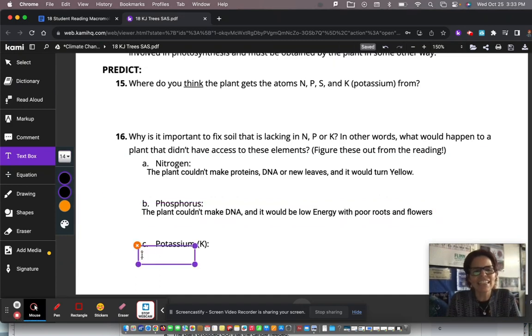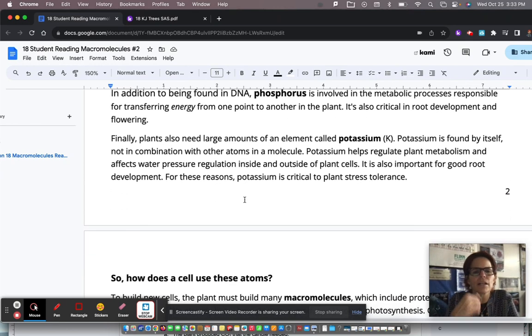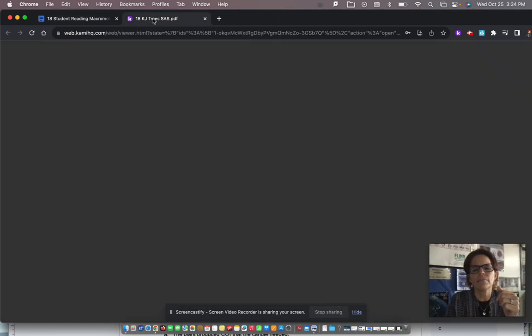All right, last one, and then we're all done, everybody. Potassium. Let's see what potassium does again. Remind ourselves. Plants also need large amounts of an element called potassium. Potassium is found by itself, not in combination with other atoms in a molecule. Potassium helps regulate plant metabolism and affects water pressure regulation inside and outside of plant cells. It's also important for good root development. So the plant needs potassium.